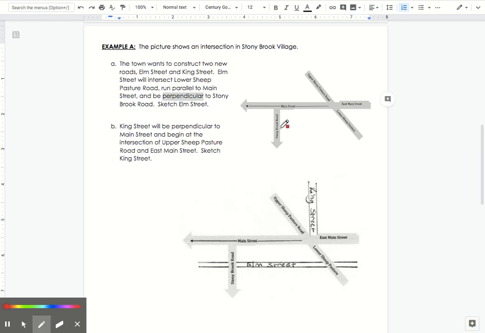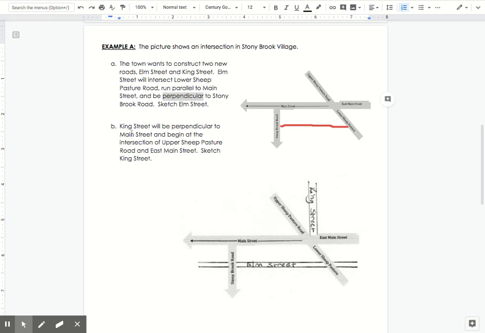So let me show you how that looks. It's kind of hard to draw a straight line using this marker, but I'll try my best. So this red line can represent Elm Street. Another example of that is right down here. This example is completed, Elm Street, right?